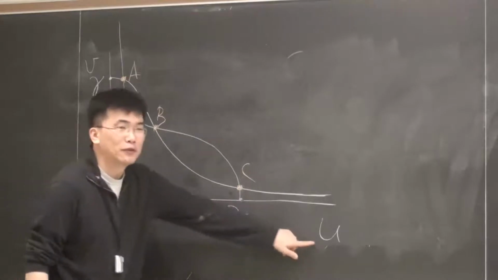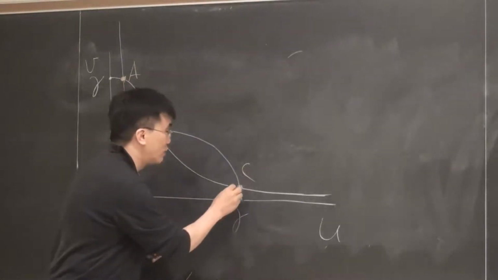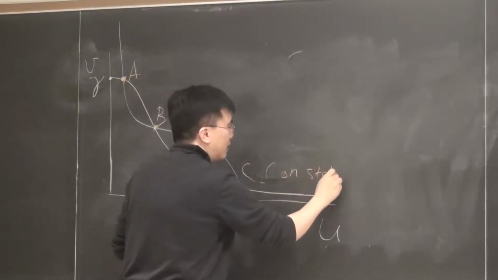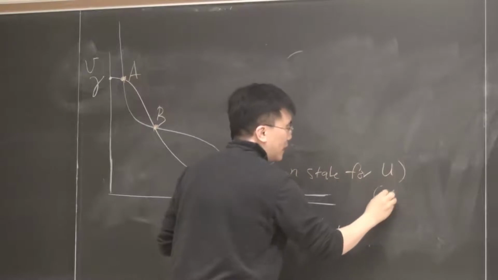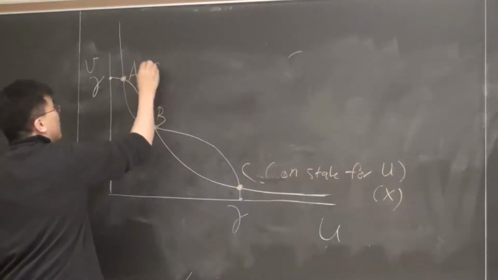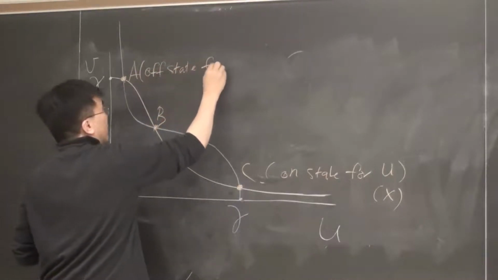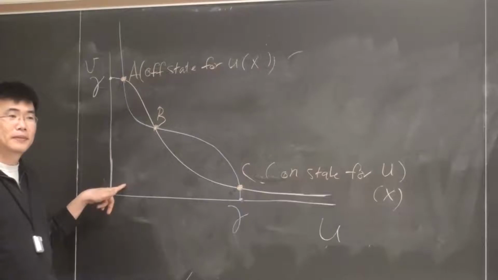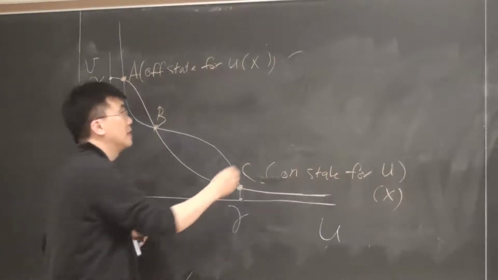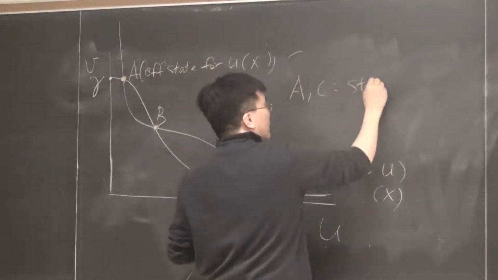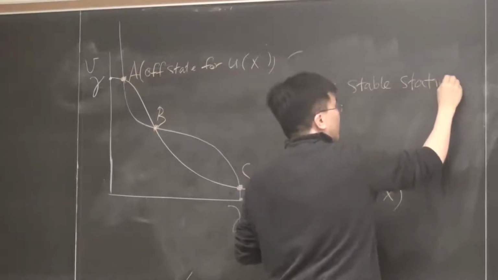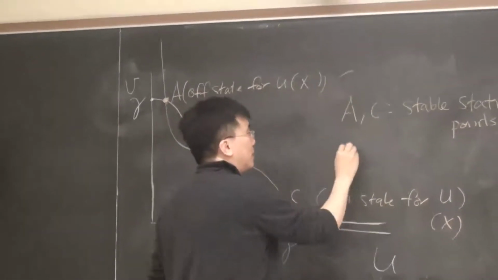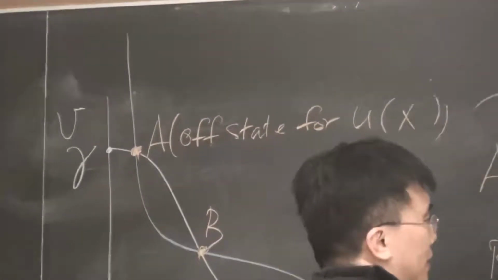If you look at it from the viewpoint of u, production of gene product u, then this will be the on state for u, or if you want x, and this will be the off state for u, for x, because the protein level is high here and low there. So A and C are the stable stationary points, and B is the unstable one.